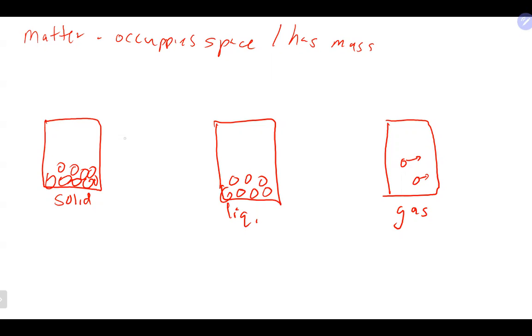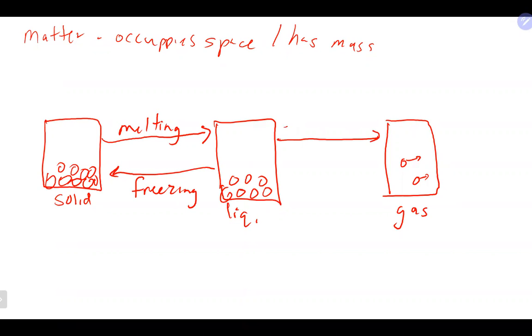A reminder of a couple changes of state. When we go from solid to liquid, that is the process of melting, right? Like if you took an ice cube out, it would start to melt. As we go from liquid to solid, that's the process of freezing. If we go from liquid to gas, that's the process of evaporation or vaporization. Going from gas back to liquid, that is the process of condensation.